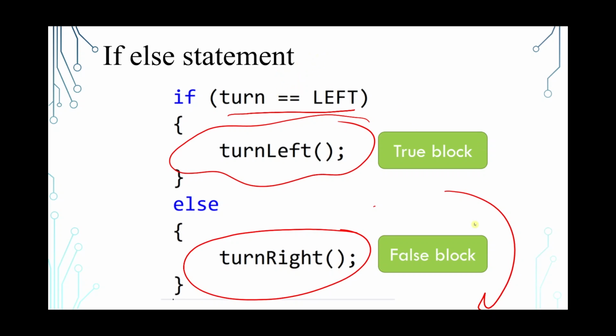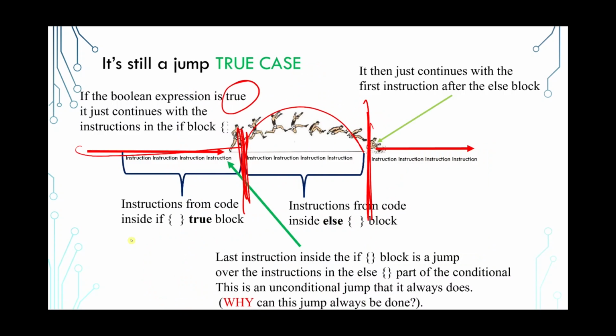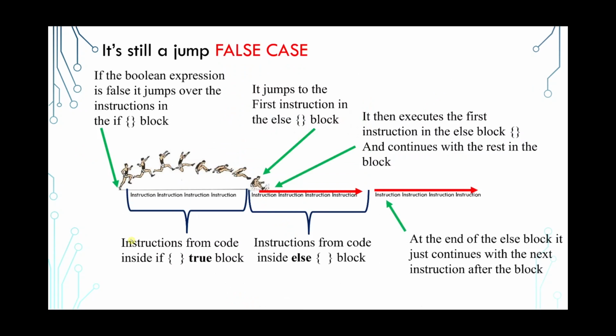Okay, again, what about if this is false? You would skip over this one and start executing this one. This is what we mean by this. So, this is in case you have a true case. What about if you have a false case? If you have a false case, then you would jump over the first block and you would continue to the next block and go on.